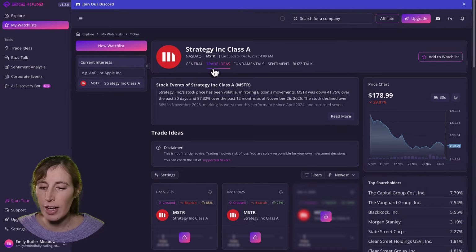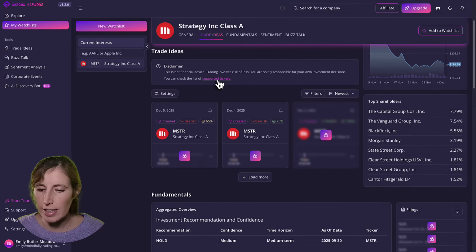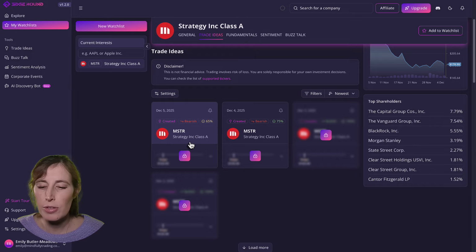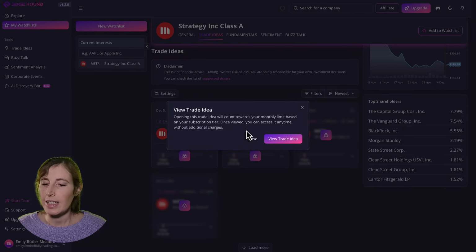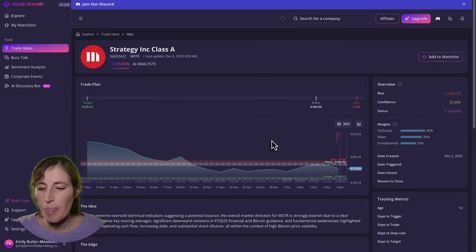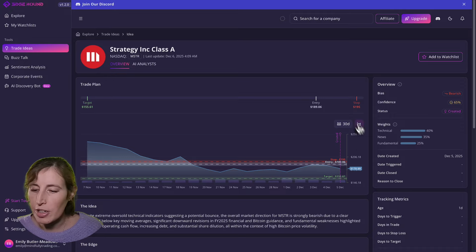Okay, so let's have a look at if there are any trade ideas. It seems like if you want to actually look at some trade ideas, opening the trade idea will count towards your monthly limit based on your subscription tier. That may become more clear when we look at the different prices and packages later in the video. So opening up this trade idea for MicroStrategy, this is actually a trade idea for a short.